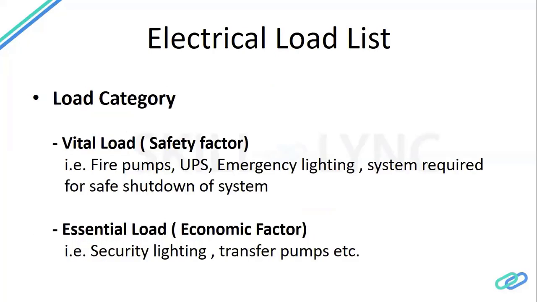Next is the load category. You have listed all the loads in your load list, but you have to categorize them. This is a very important part. The first category is the vital load. You can see in the bracket, it's a safety factor. Some loads are very important for the safe operation of the plant and especially the safety shutdown of the system, like fire pump, UPS, emergency lighting.